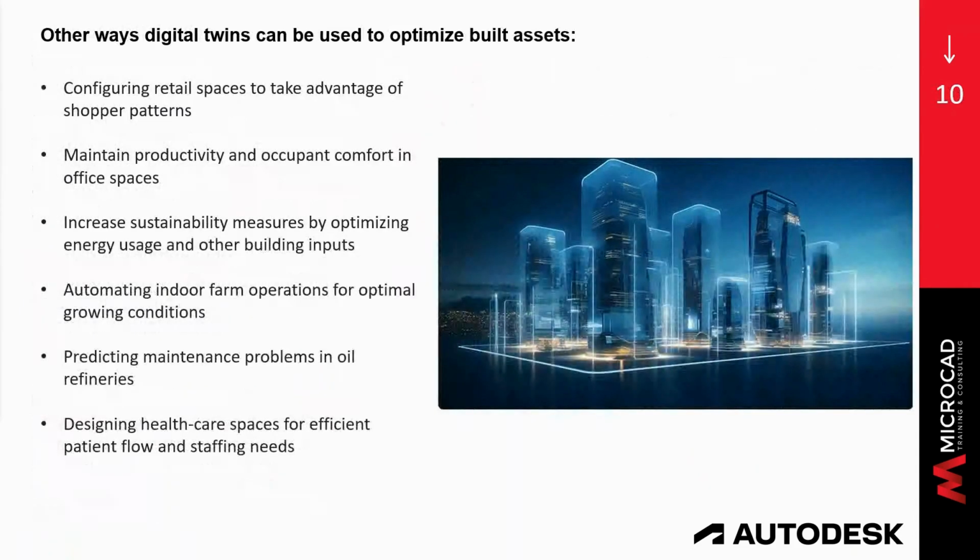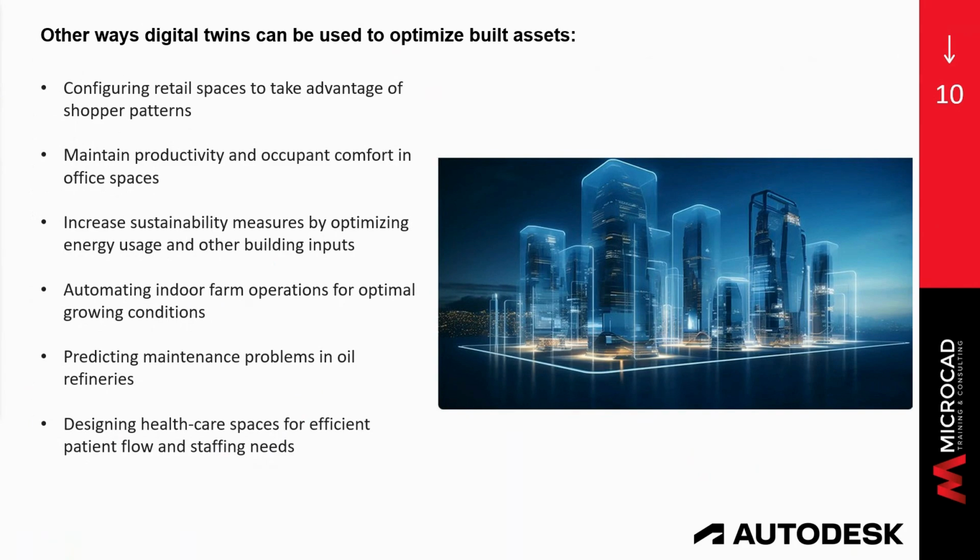Other ways digital twins can be used to optimize built assets. You can configure retail spaces to take advantage of shopper patterns. You can maintain productivity and occupant comfort in office spaces. You can increase sustainability measures by optimizing energy usage and other building inputs. Automating indoor farm operations for optimal growth conditions.